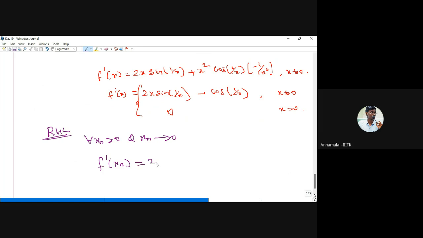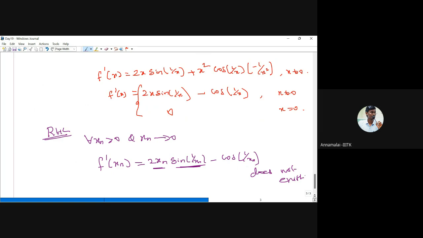So f dash of xn is nothing but 2xn sin(1/xn) minus cos(1/xn). As xn goes to 0, sine is bounded and this goes to 0. Therefore, this term converges to 0, but this term does not exist, because cos(1/x) oscillates between 1 and minus 1. Therefore, the first term limit exists, but the second term does not exist. Therefore, totally the limit does not exist, so the right hand limit does not exist.